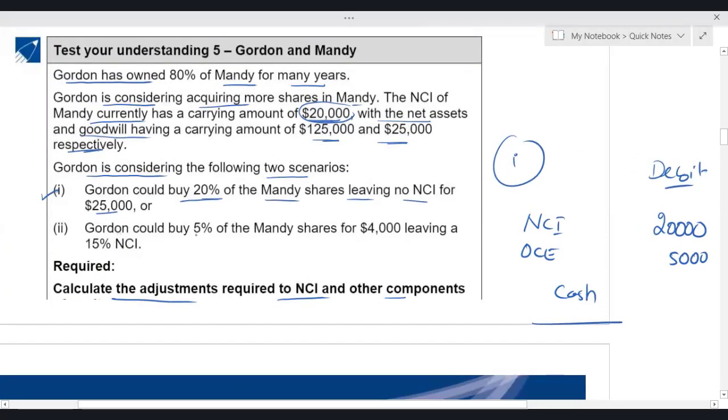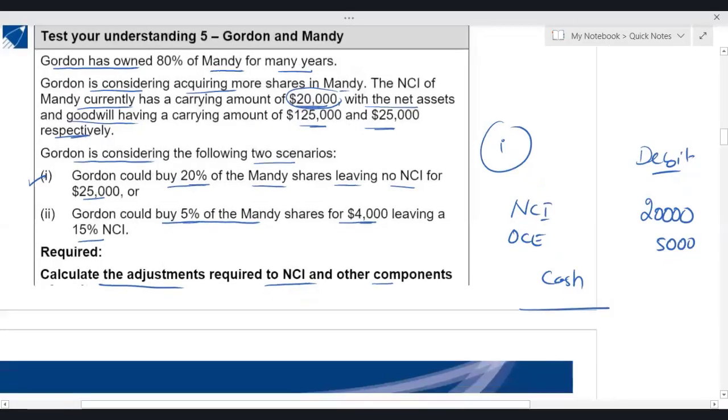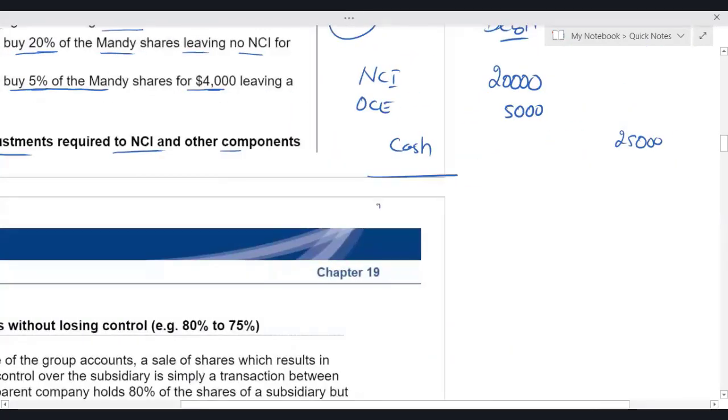Point number two, Gordon could buy 5% of Monday shares for 4,000, leaving NCI at 15%. Before that, the percentage of NCI is 20%. If the parent buys an additional 5%, obviously NCI will be left with 15%. No issue at all. Let's see the second scenario.